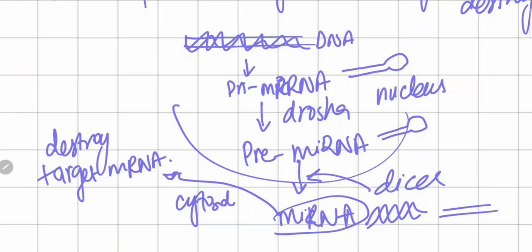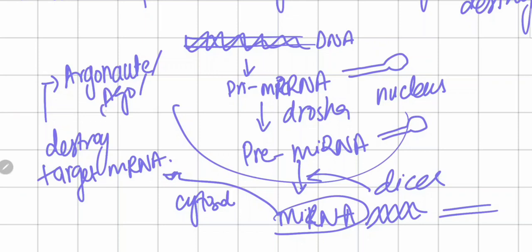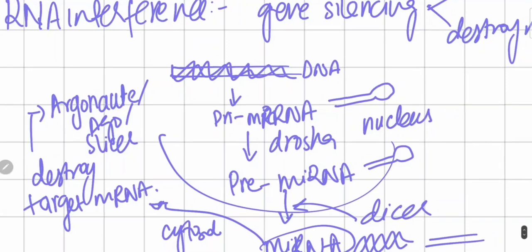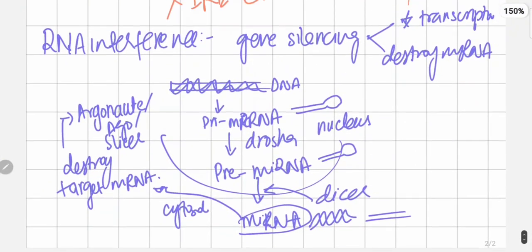It is that simple. It is going to degrade the target RNA, and the enzyme by which it could do that is Argonaute, or AGO, or we can call it slicer. So it degrades or destroys the target RNA, or it could just repress the translation. It can do one of the two things.